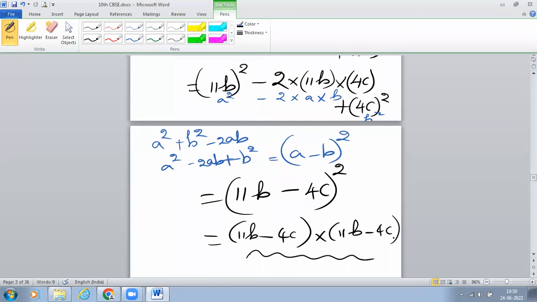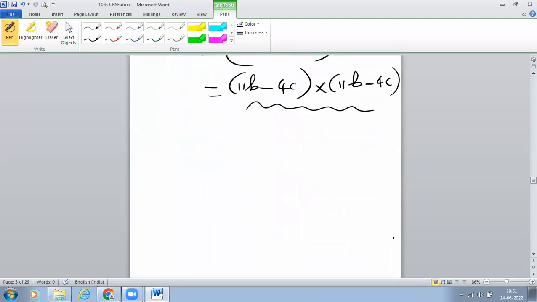Okay, next, which question? Have you all completed this? Number 5. Okay, listen. I'll do the fifth one. Same question number 4, fifth subdivision. The question is 9p square minus 16q square.